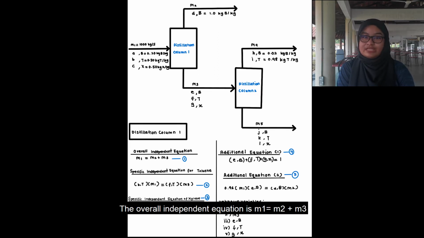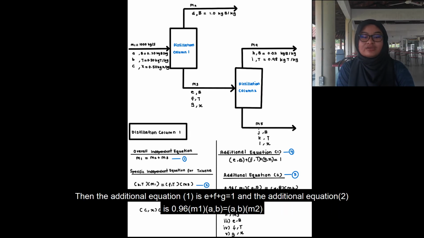The overall independent equation is M1 equal to M2 plus M3. Then the specific independent equation for toluene is Bt times M1 equal to Ft times M3. And the specific independent equation for xylene is Cx times M1 equal to Gx times M3. Then additional equation 1 is E plus F plus G equal to 1, and additional equation 2 is 0.96 times M1 times AB equal to AB times M2.